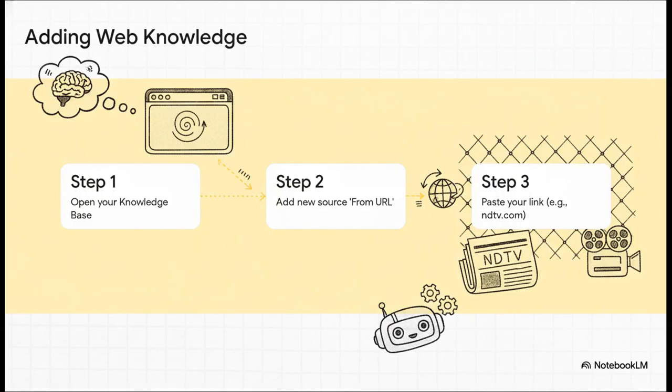Now watch how ridiculously easy this next part is. We go back to our knowledge base, but this time, instead of text, we're going to add a new source from URL. We just paste in the link to a news article from ndtv.com about the movie. And that's it.